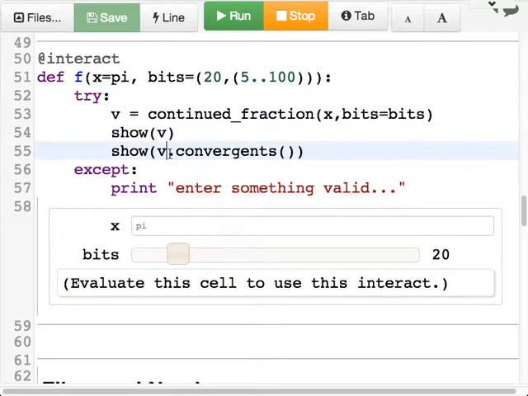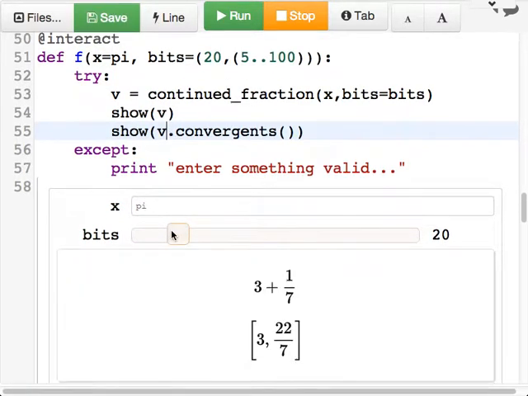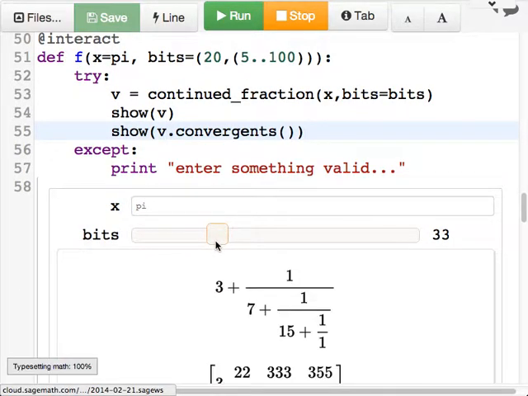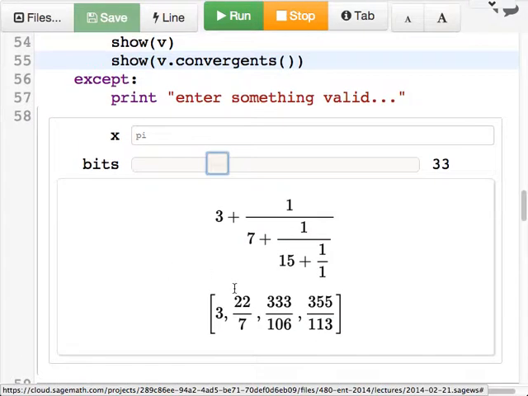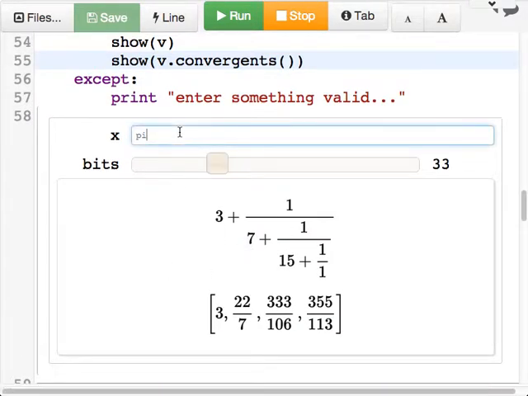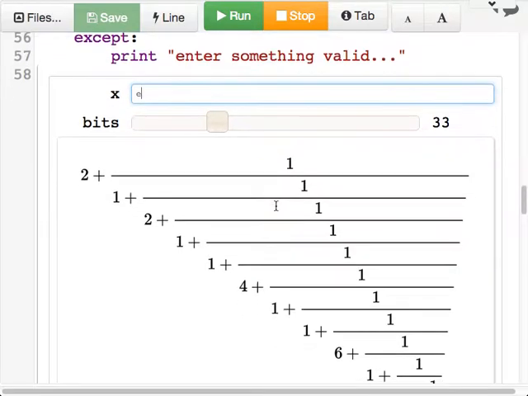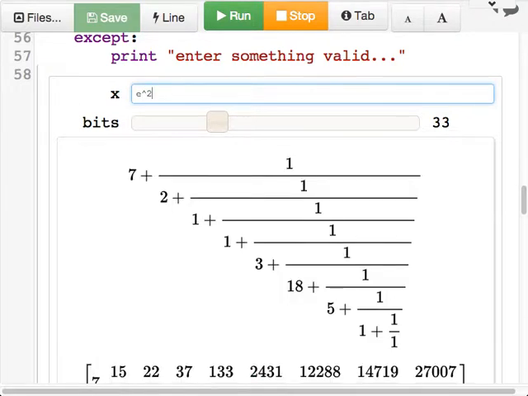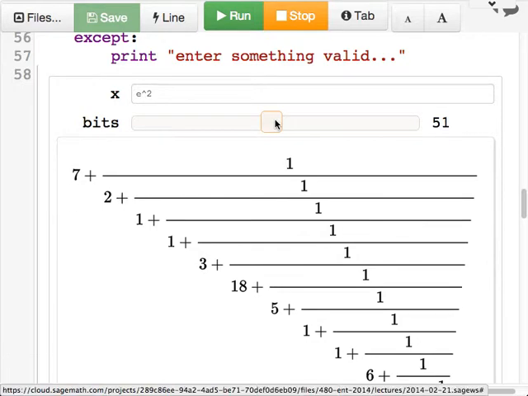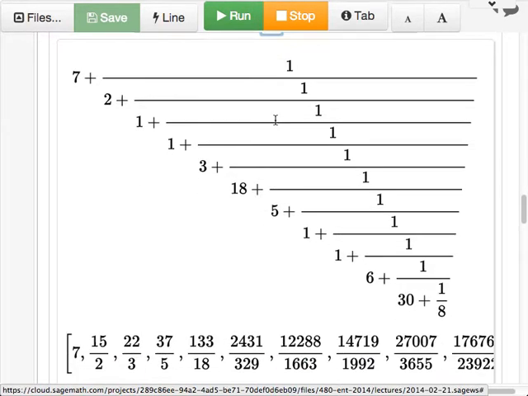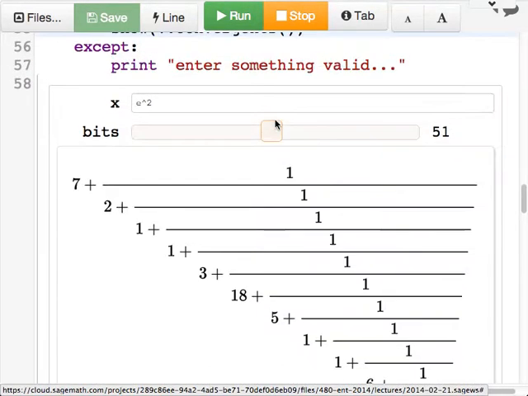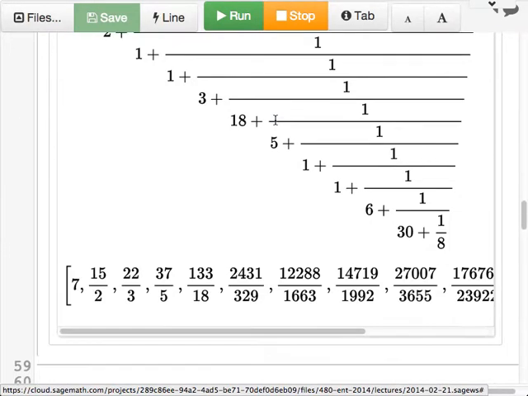Here's a little interact, by the way, where you give it a number like pi and a certain number of bits, and it gives you back the convergents and the continued fraction. So you can put e in here. There's the continued fraction of e, which has a very nice pattern. And by the way, e squared also has a nice pattern. I guess you can't see it here, but I claim it has a nice pattern. Pretty hard to see. e squared has a nice pattern, trust me.